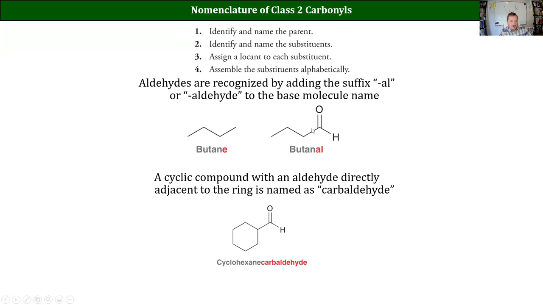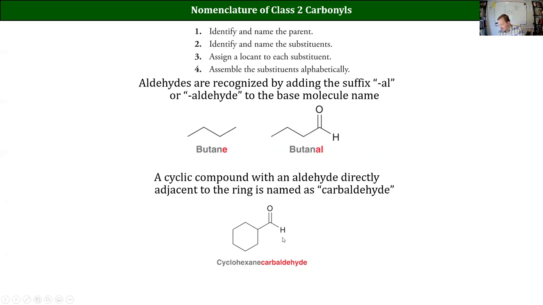But for the most part, you're just going to treat it like naming an alcohol, and you're going to name it just with AL instead of OL. And if it's a ketone, it's O-N-E, so one instead of OL. And the other key is we're looking for the parent molecule, the longest carbon chain that has the functional group as part of that carbon chain.